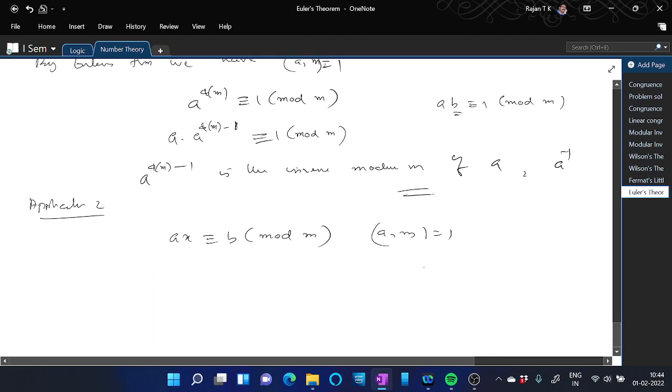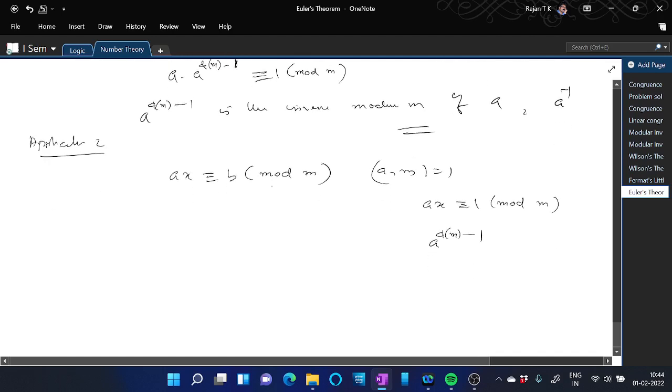Then Ax congruent to B mod m is solvable because A has got an inverse in the form A raised to phi m minus 1. We can multiply Ax congruent to B mod m by the inverse of A modulo m, which is A raised to phi m minus 1. So A into A raised to phi m minus 1 x is congruent to A raised to phi m minus 1 into B mod m. From this we get the solution for x.